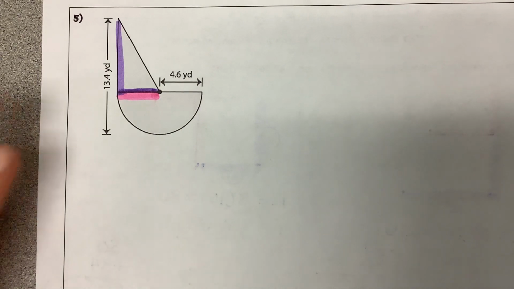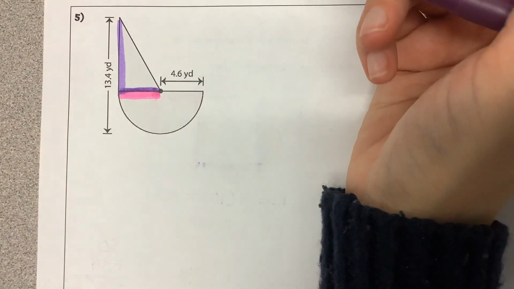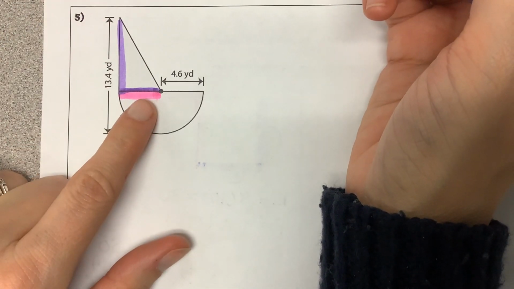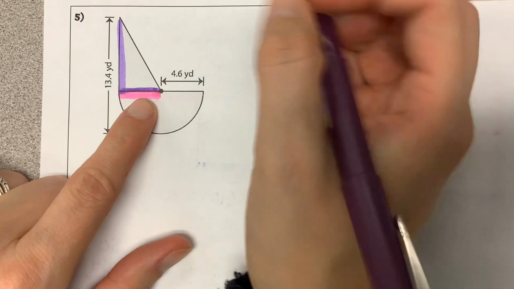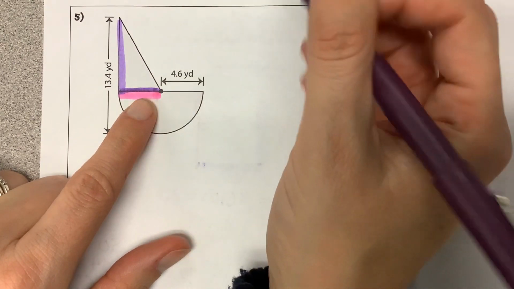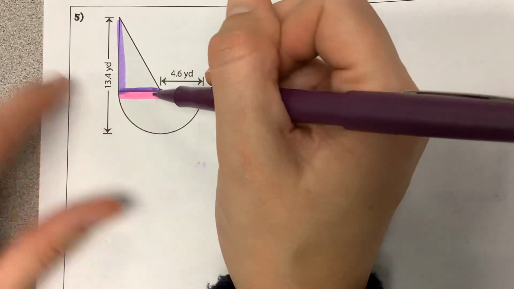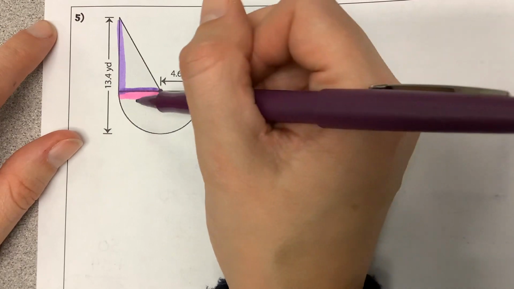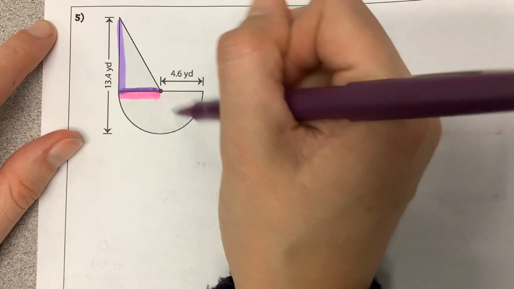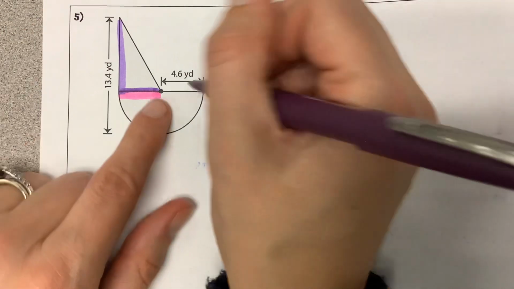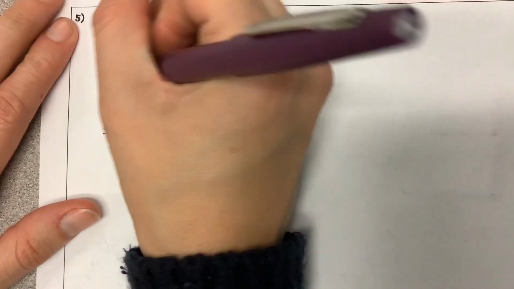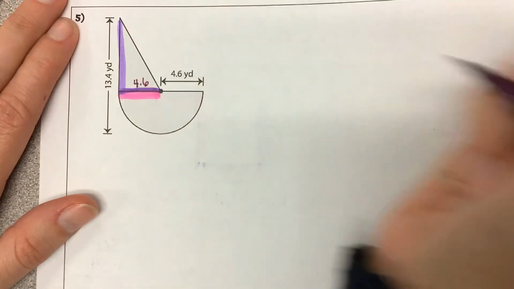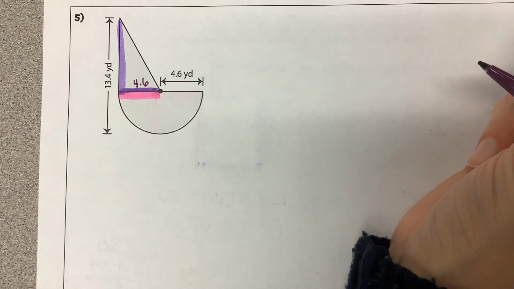For the triangle, this part right here is not listed for us, right? But the radius is the same no matter where you go on the shape. From the center to the edge, every single part is the radius. So if this distance across is 4.6, that means this radius is also 4.6.